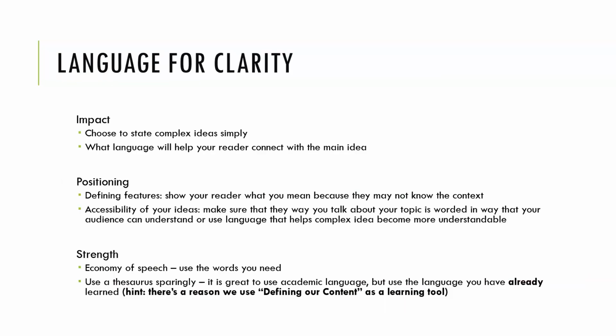We also want to think about language for clarity. And these three different ideas are what help us choose for clarity. So impact: this is the space where we're trying to think about how our ideas are best received by the reader. When we think about impact, we want to see something that has the right level of complexity. So oftentimes that might be choosing to state very complex ideas very simply.